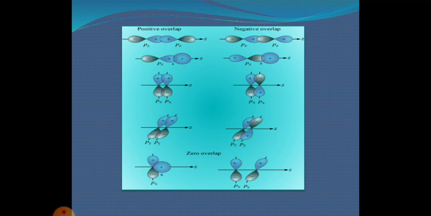If we consider here, the positive overlap will take place like this, that is, pz orbitals having the positive lobes are combined. At the same time, if we consider here, the positive lobe of one pz orbital will combine with the negative lobe of another pz orbital, which results in the formation of a bond according to the negative overlap.